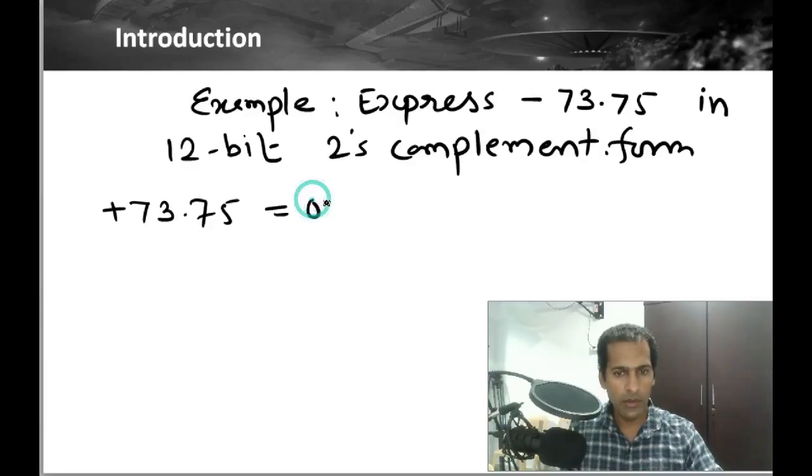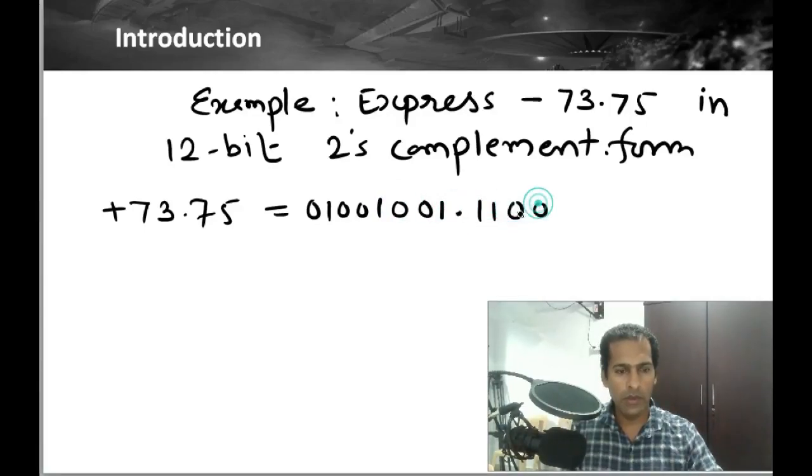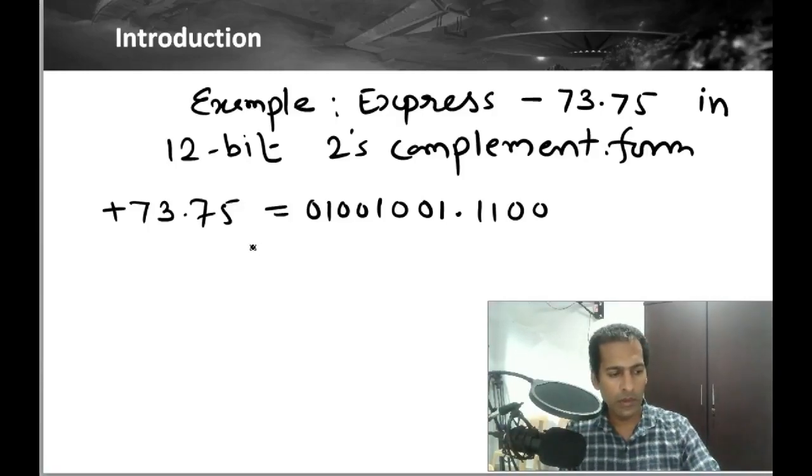0100, then 1001.1100. In first method we will do the positive expression of the given number, then we will take one's complement, and then we will take the 2's complement. So we will write down this number here.